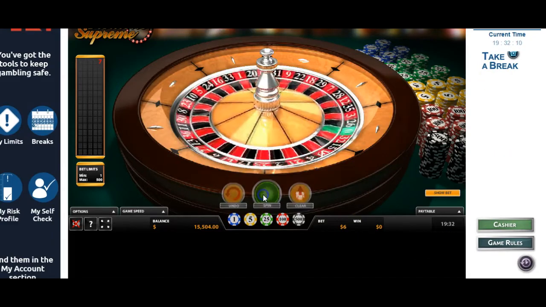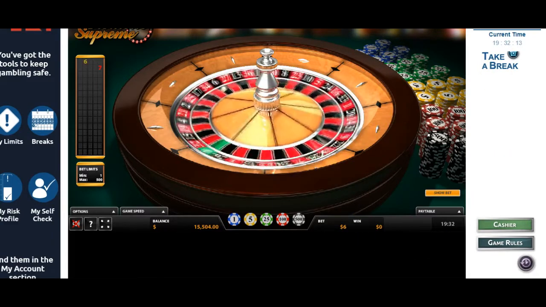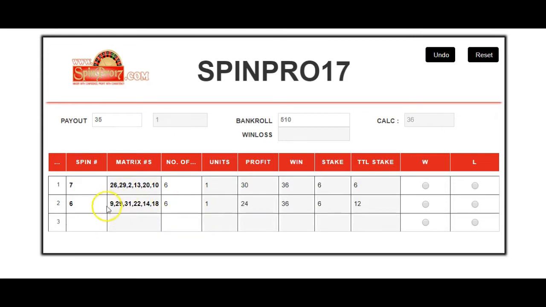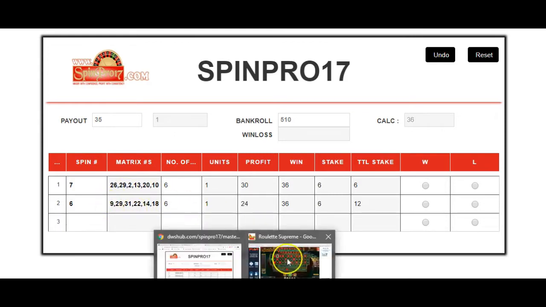Okay, and we're going to spin. The number 6 comes out, so we don't have that. Again, there are 2 ways of doing this. This is part 2. We'll show you part 3 in a minute. Now it says 6. We're betting 6 numbers: 9, 29, 31, 22, and 14.